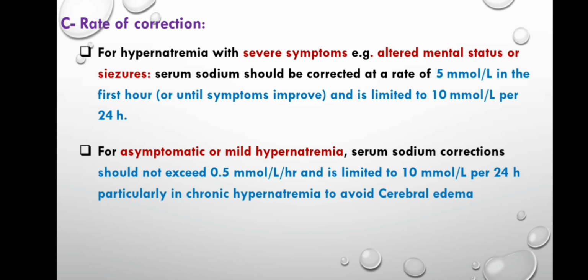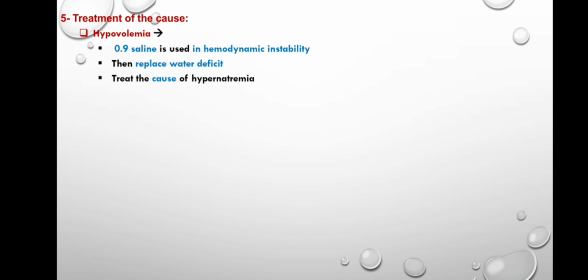For asymptomatic or mild hypernatremia, serum sodium correction shouldn't exceed 0.5 millimole per liter per hour. Also limited to 10 millimole per liter in the 24 hours, particularly in chronic hypernatremia, to avoid cerebral edema. So we shouldn't decrease sodium more than 10 millimole per 24 hours to avoid cerebral edema. And you should monitor sodium every 4 to 6 hours. And then treat the cause.